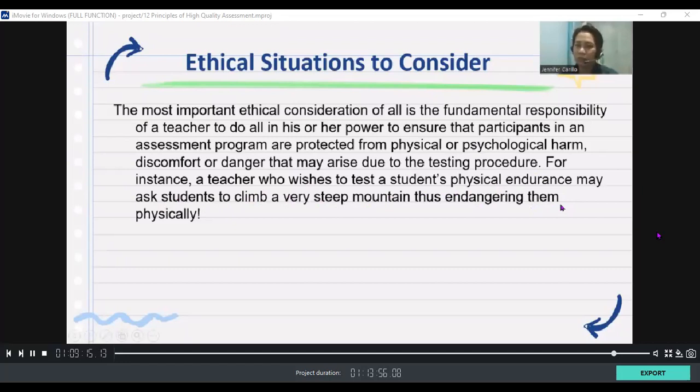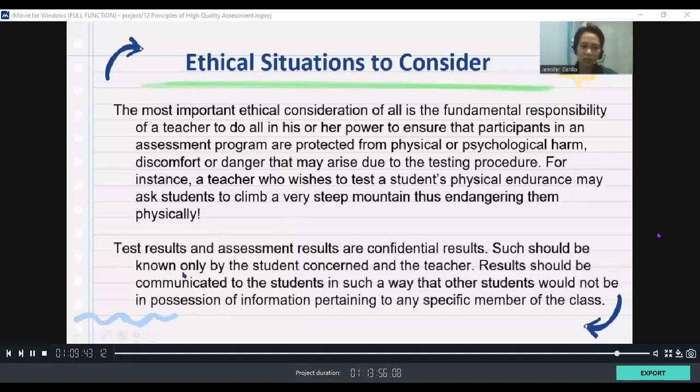So for example, swimming. If you force the students to swim to test their swimming skills, you should avoid that one. First ask the students if they can swim in that part, the shallow part, not the very deep part.